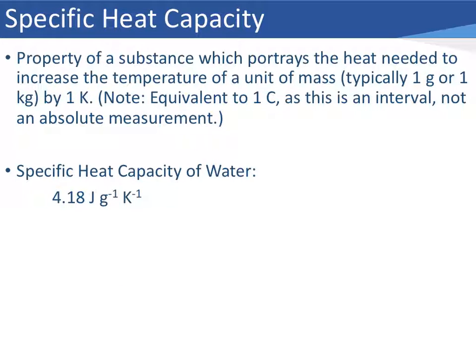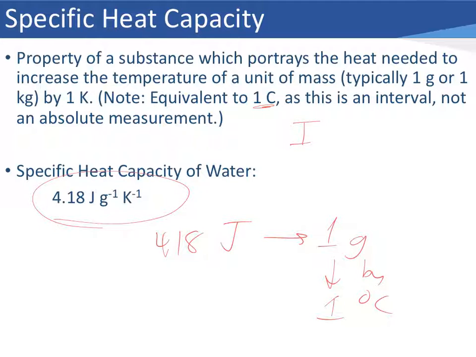Now let's talk about specific heat capacity again. It is quite an important idea. It is basically the property of a substance which portrays the heat needed to increase the temperature of a unit of mass, usually 1 gram, by 1 degree Kelvin, which, remember, is equivalent to 1 degree Celsius as an interval. Water has a specific heat capacity of 4.18 joules per gram degree Kelvin. So it takes 4.18 joules to raise the temperature of 1 gram of water by 1 degree Celsius, or 1 Kelvin. We don't usually say degrees Kelvin, we just say Kelvin.